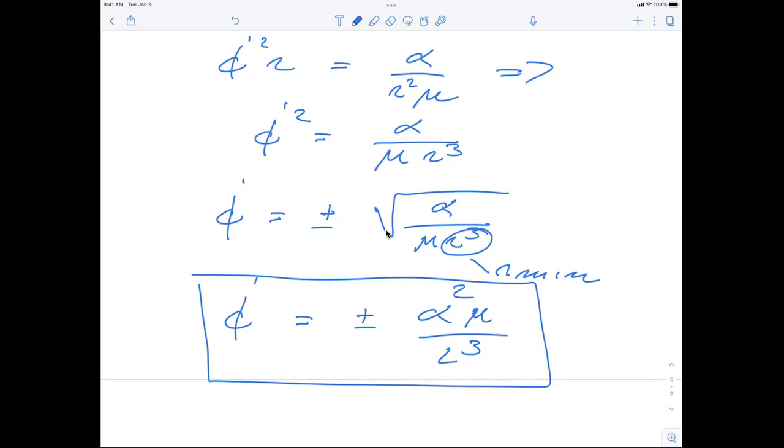Thanks. Now, why did I do this kind of strange exercise? One thing is that I can now relate the angular velocity to the physical parameters of the system. So I have the gravitational force constant alpha, I have the reduced mass mu, and then I have an angular momentum L, which I presumably can measure. So it's a fixed quantity.